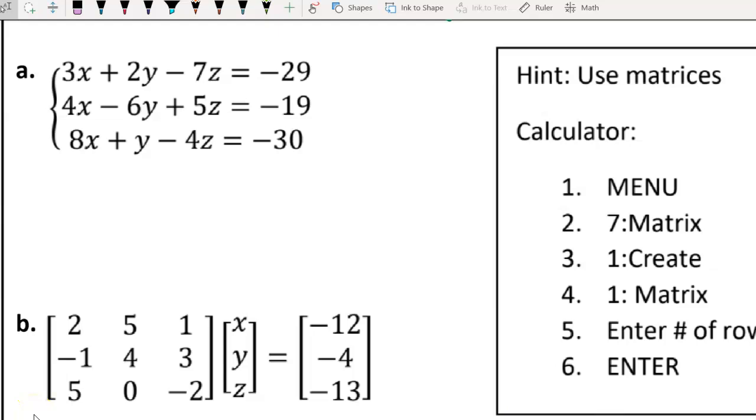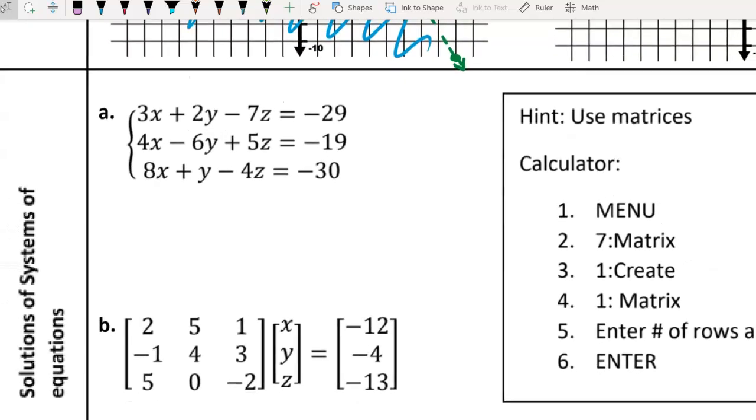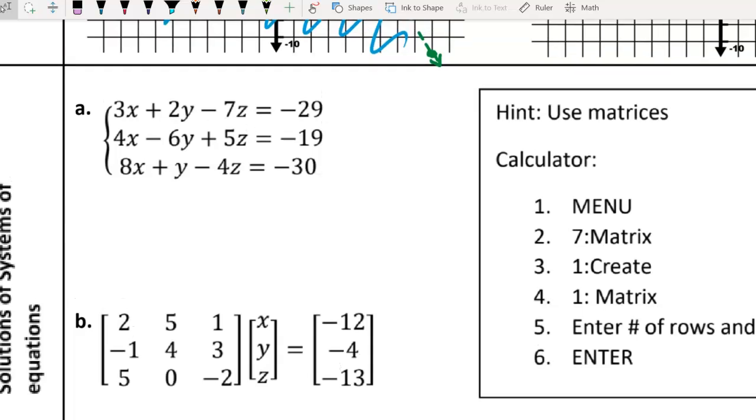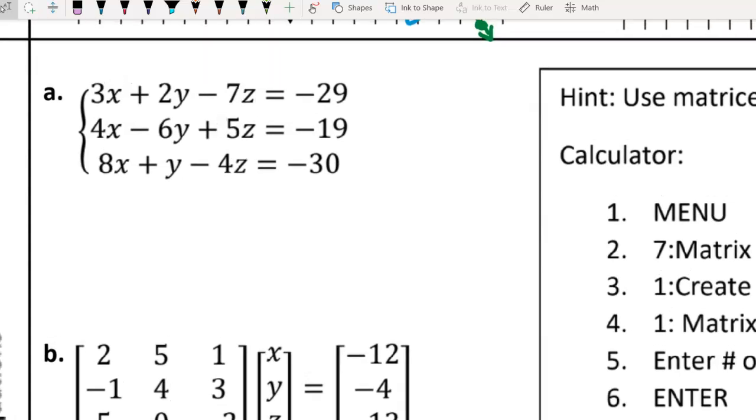All right, guys, so we're starting with the matrices, solving solutions of equations, solutions of systems of equations. So right here, we need our equations to be in standard form. Who remembers what standard form is?